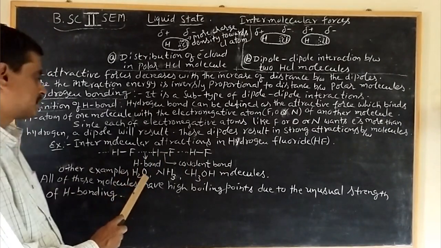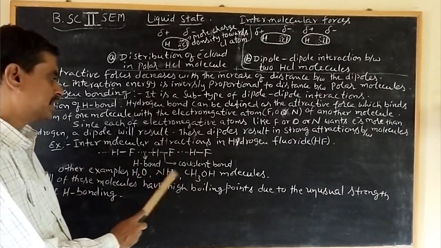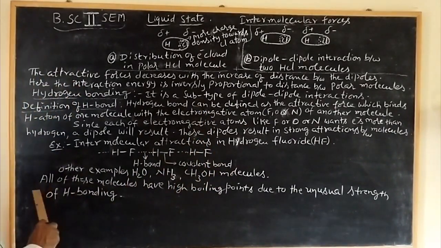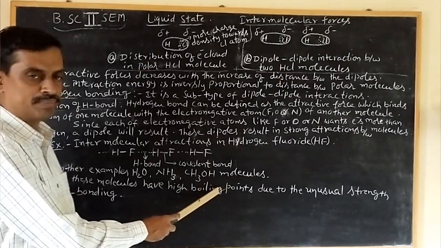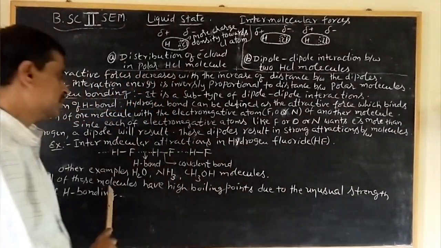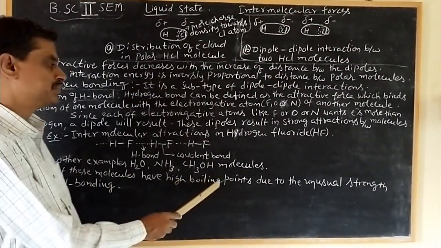Other examples of this hydrogen bond exist in the case of water, ammonia, methanol molecules. All of these molecules have high boiling points due to the unusual strength of hydrogen bonding. Due to the formation of hydrogen bond between those molecules, the boiling point is very high.